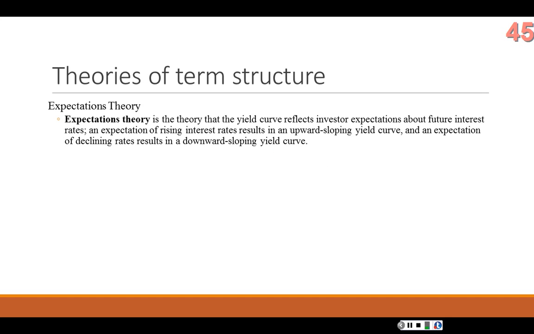This theory says that the yield curve reflects investor expectations about future interest rates. If investors expect interest rates to increase, then we would have an upward sloping yield curve. If investors expect interest rates to decline, we would have a downward sloping yield curve. So the expectations theory simply says the yield curve reflects investor expectations.